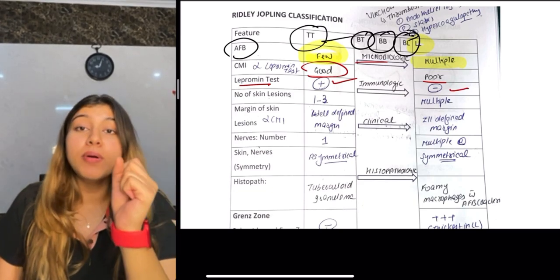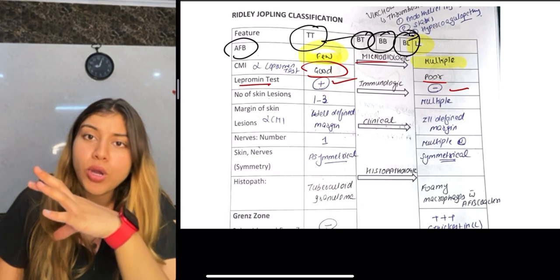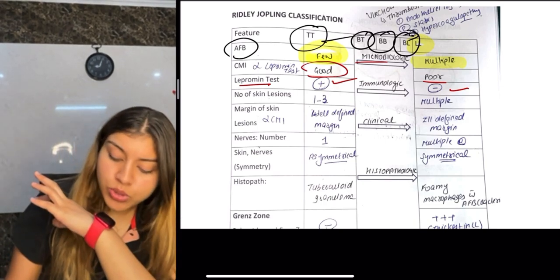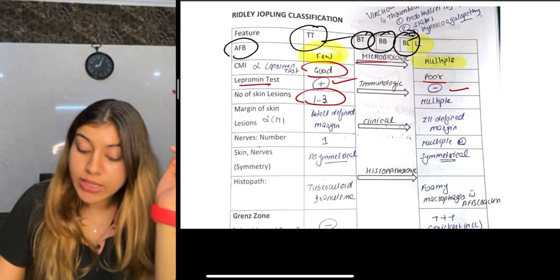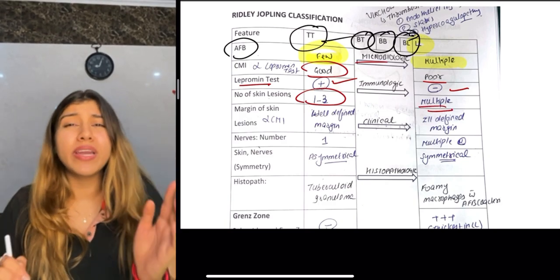Number of skin lesions: since we know there's a good prognosis in tuberculoid type, it is only going to give us 1 to 3 skin lesions, whereas in lepromatous leprosy it is going to be multiple. Since it's a poor prognosis, you already know, right?